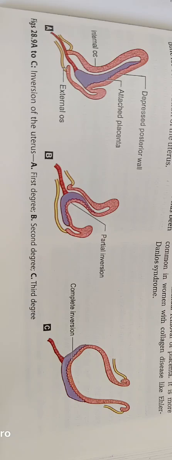In repositioning, first we try the manual replacement, which is Johnson's maneuver. We try to manually push the fundus upward through the vaginal canal. If it fails, we try the hydrostatic method, also known as the O'Sullivan method, where we instill warm saline into the vaginal canal to create hydrostatic pressure. That pushes the uterus back to its normal position. And if it also fails, we go for surgical management, which is Huntington's procedure, where we pull the uterine walls upward using forceps.